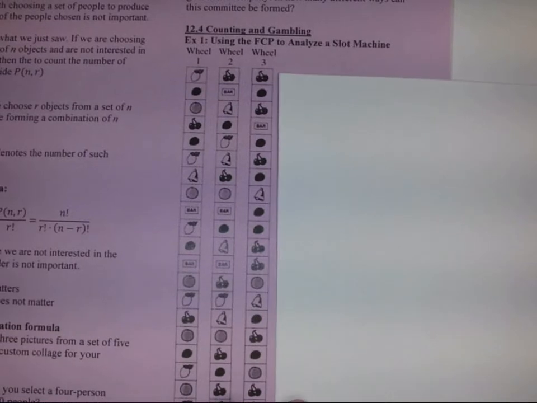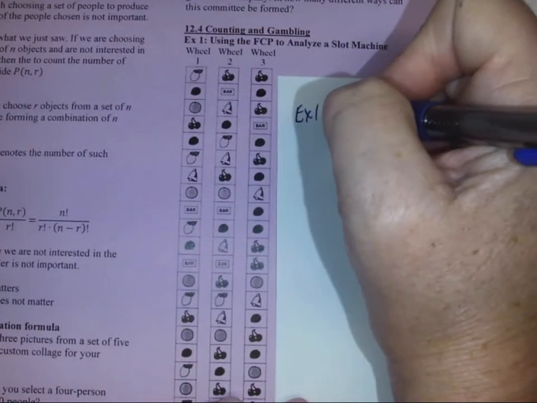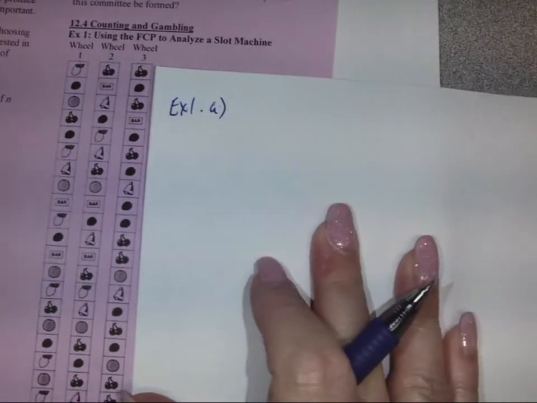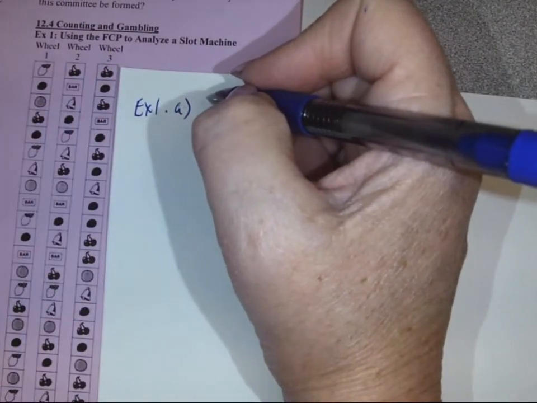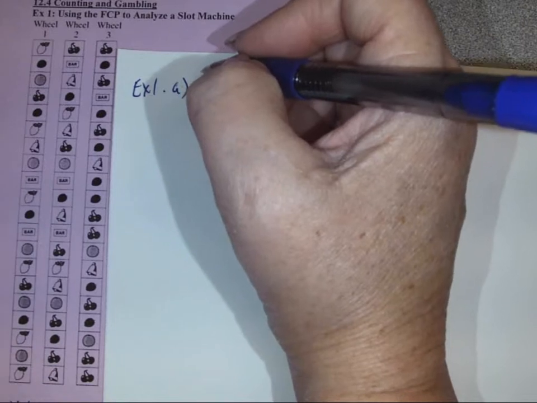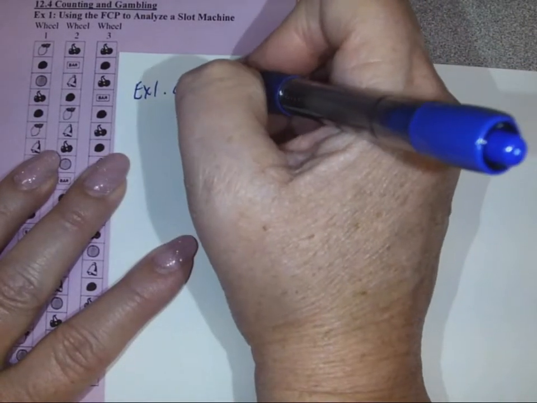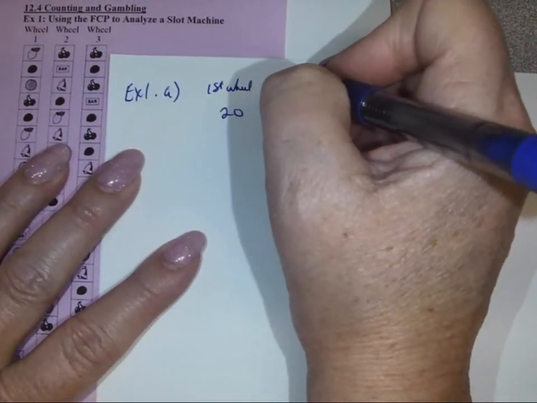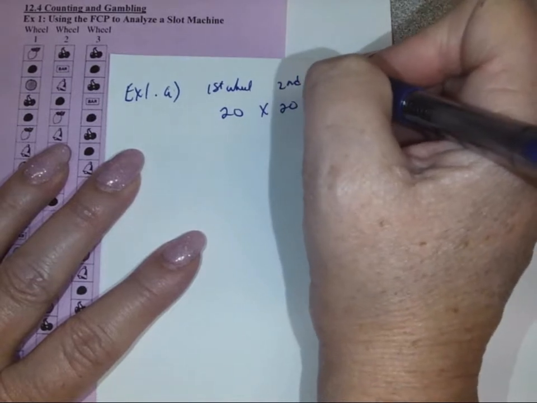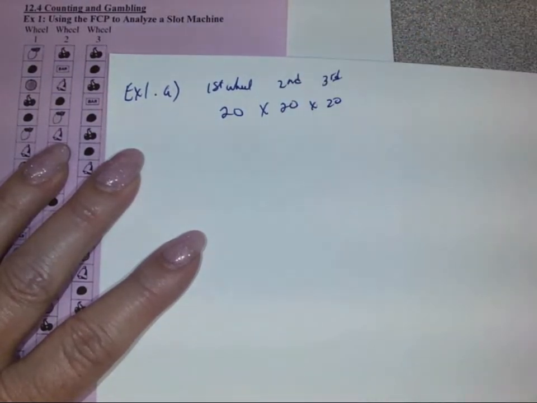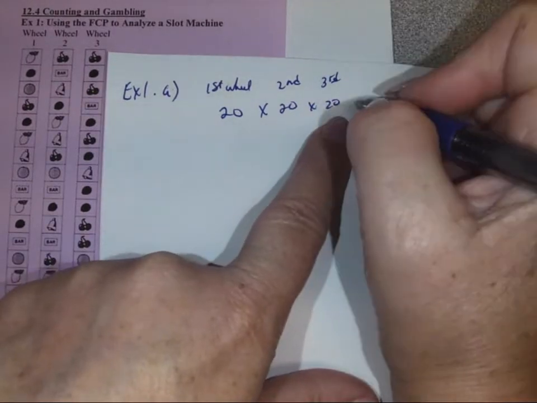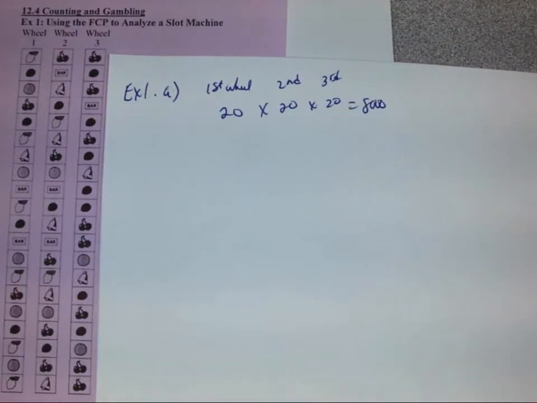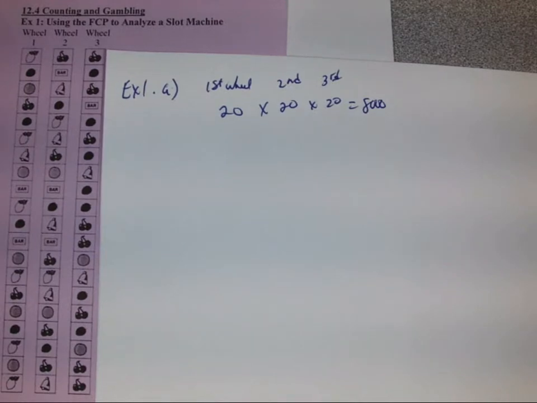So using our fundamental counting principle, we know that if we have 20 and they're all the same height, there's the same amount on each one. So for the first wheel, we have 20. The second wheel, we have 20. And for the third wheel, we have 20. So 20 times 20 times 20 will get us 8,000. So there's 8,000 different ways that the 3 wheels can stop.